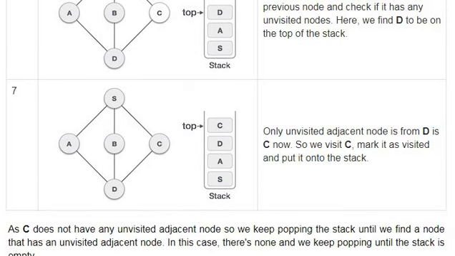As C does not have any unvisited adjacent node, we keep popping the stack until we find a node that has an unvisited adjacent node. In this case, there is none, and we keep popping until the stack is empty.